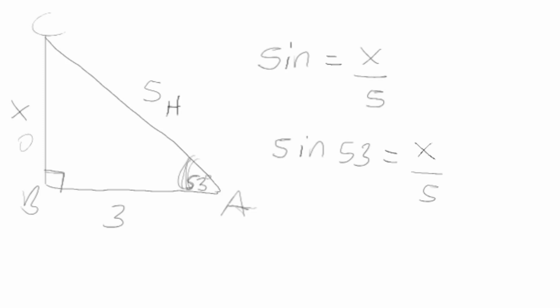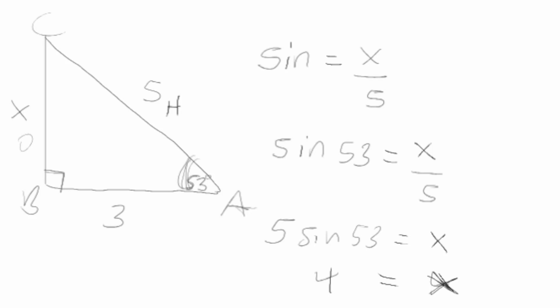Just basic algebra, you multiply through by 5, and you get 5 sine 53 is equal to x. Then you just put 5 sine 53 in the calculator, and you're going to get x equal to 4. So that is how you'll be able to find one missing part. And you can use any of the ratios.